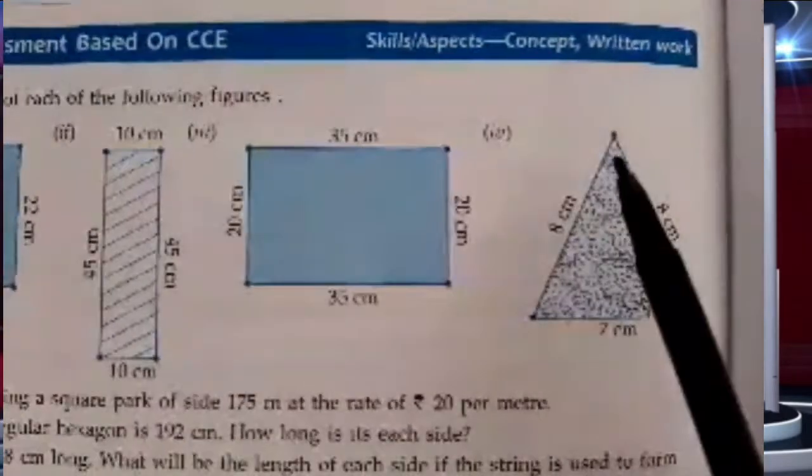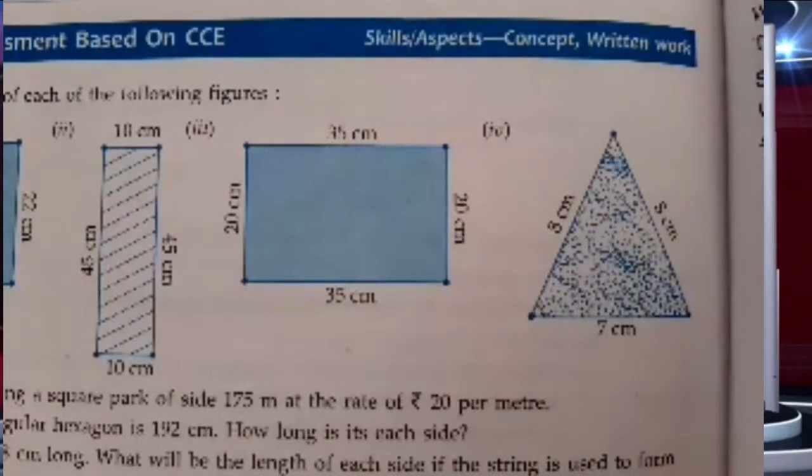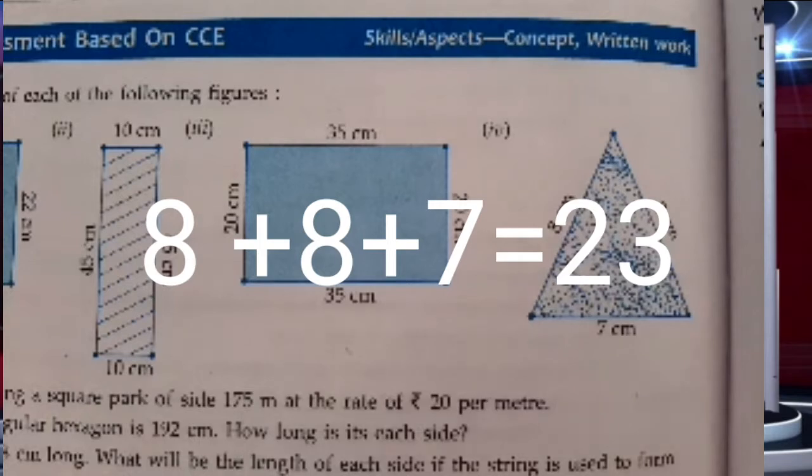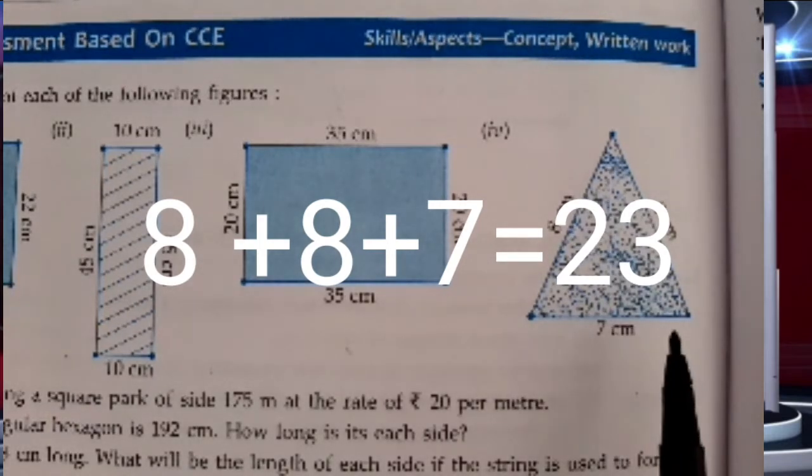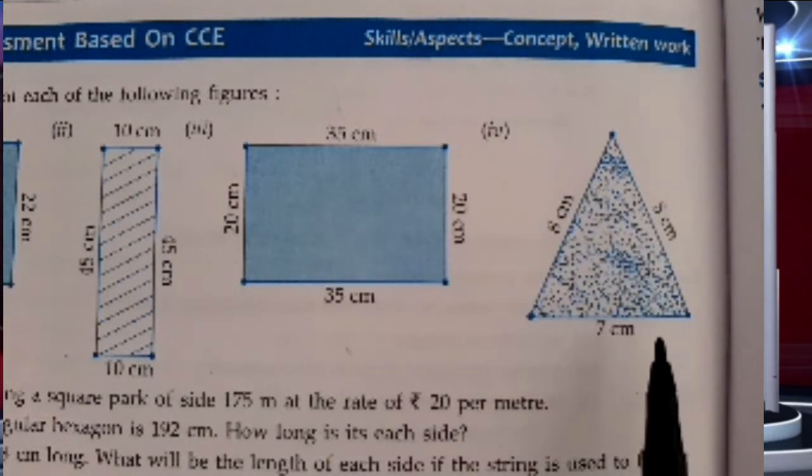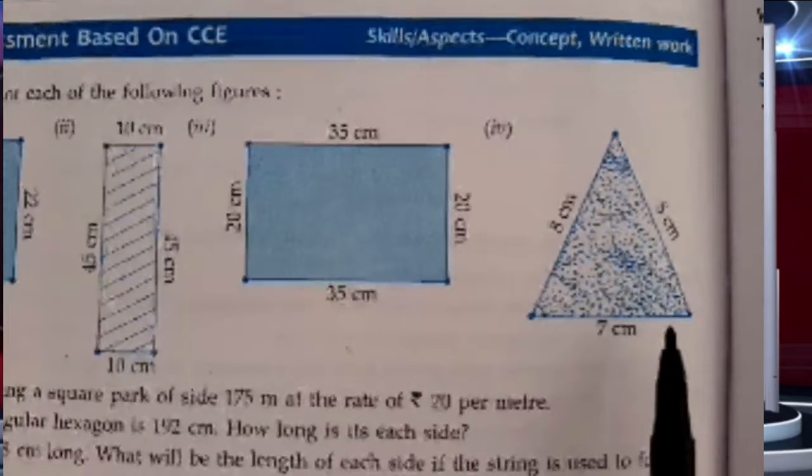Fourth part, it is a triangle. So here you will add up all the 3 sides, that is 8 plus 7, which is 23. So perimeter is equal to here 23. Now come to the second question.